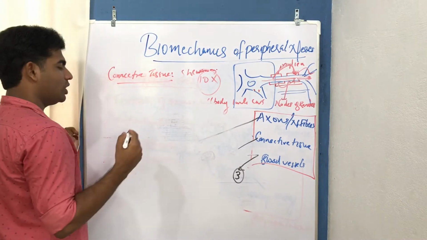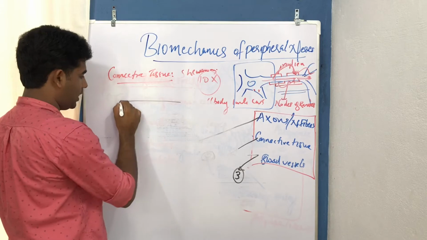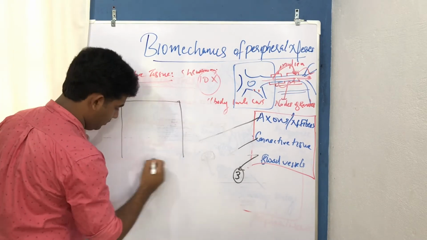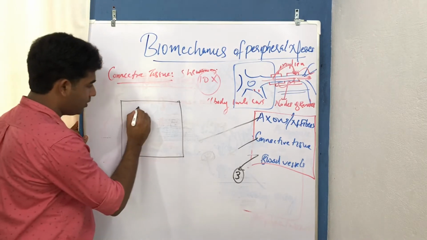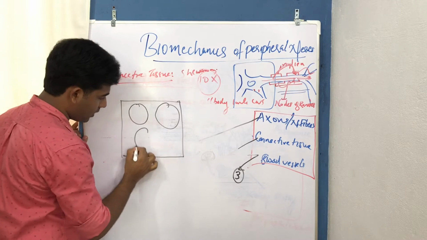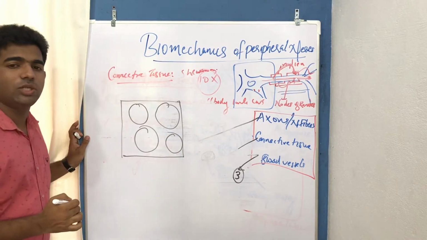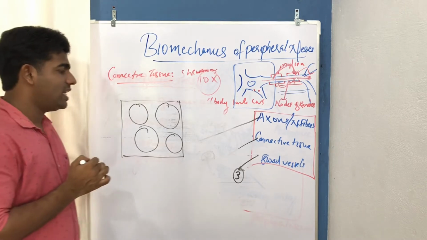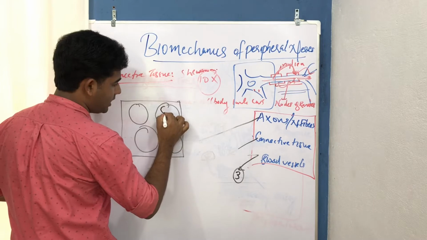Before that, I want to tell you about the nerve fibers. For example, let us have a cross section of a peripheral nerve. If you have a cross section of a peripheral nerve, you will see a lot of structures like this, okay? These are individual peripheral nerve bundles. Inside that, you will have a lot of structures, again circle-like structures.